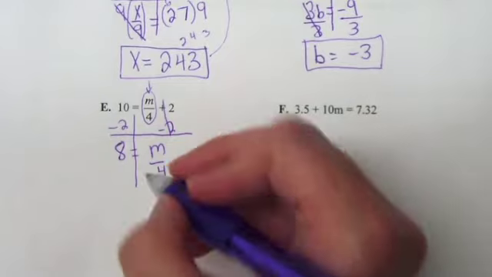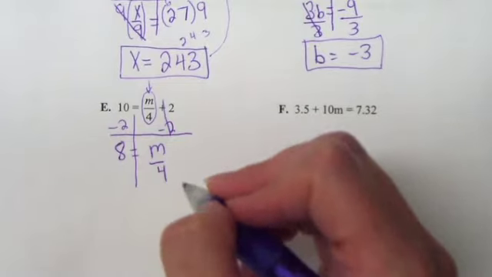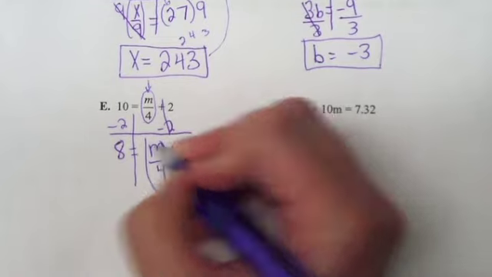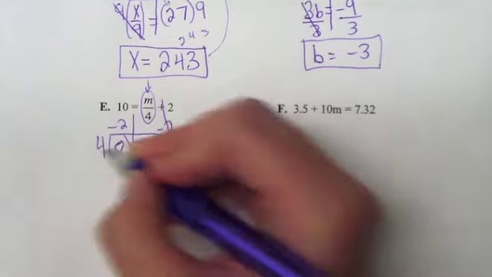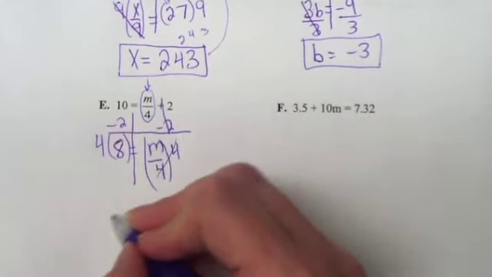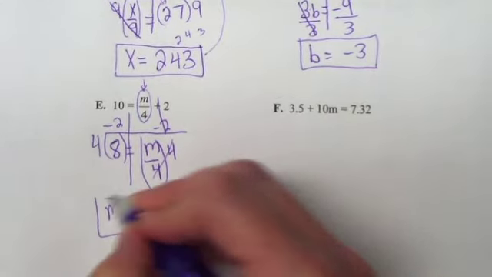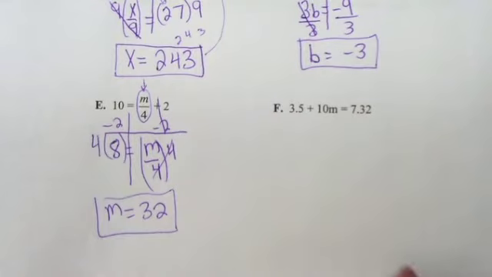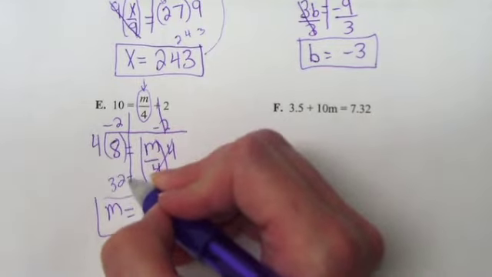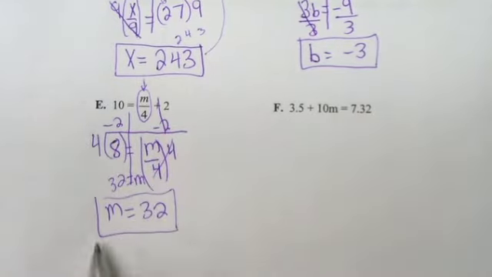Okay, and then m is being divided by 4, so the opposite of divide is multiply. So we're going to multiply both sides of this by 4. So we get m equals 32. And I always write the variable on the left at the end when you get to the end answer. Like here, this would have been 32 equals m. I go ahead and flip that around and just say m equals 32. It makes more sense to say it that way.